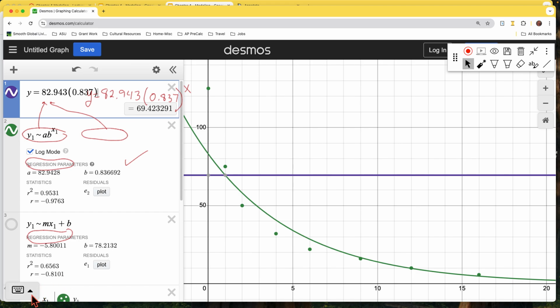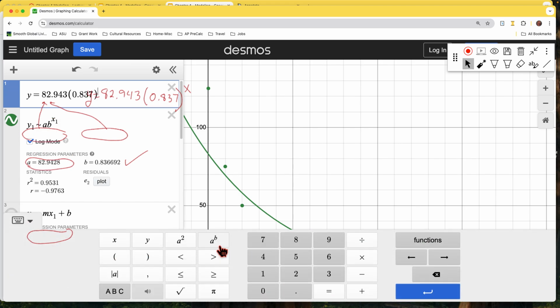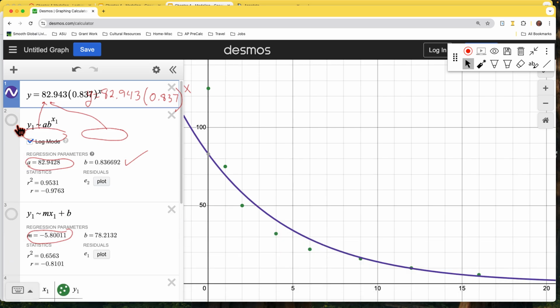And again, the way you can get the exponent, you can click on this A to the B button, and that gives you your exponent. Put that as x. And now we've got this purple, which is very close, but it's rounded. It'll give us slightly different answers. So I turn off the green one. I'm going to use this purple one.